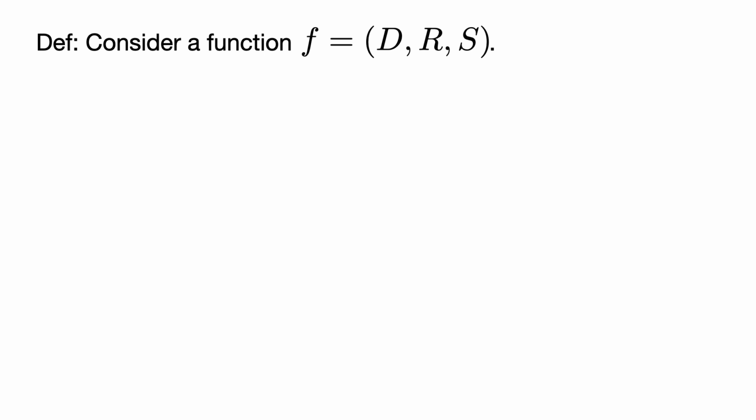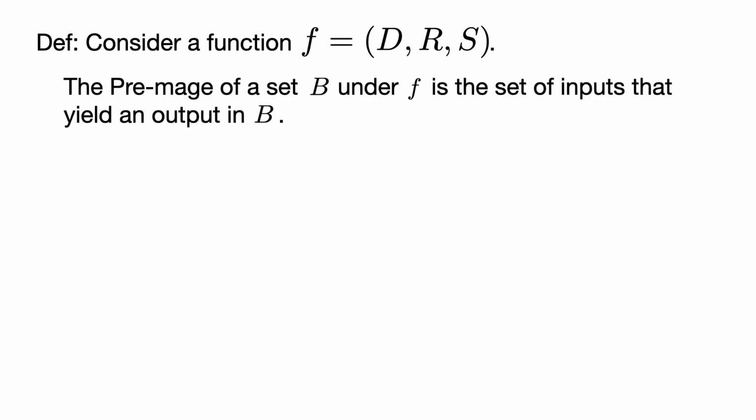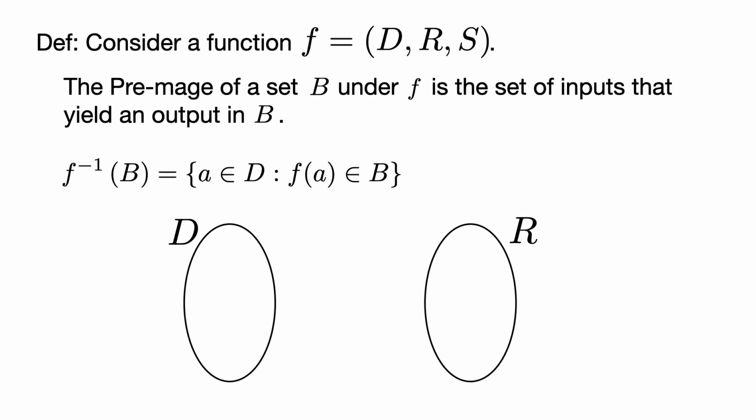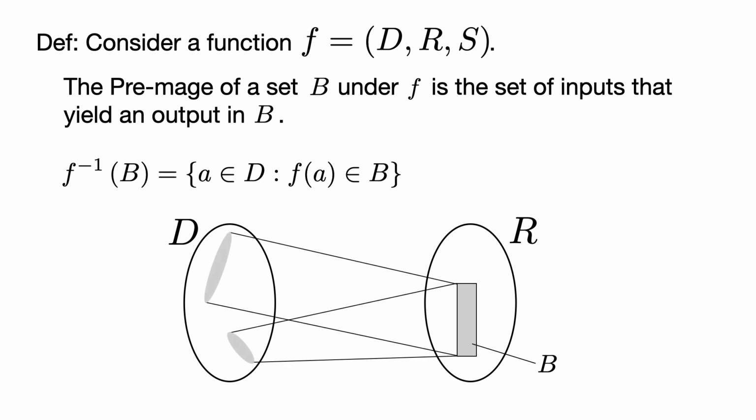Consider a function f like before. The preimage of a set B under f is the set of inputs that yield an output in B. It's denoted with this superscript -1. When you see f raised to the superscript -1 of a set B, that is the preimage, and it's defined rigorously as the set of all a in D such that f of a is an element of B. Like before, this is the domain on the left and the range on the right. Let's say this is the subset of the range that we're interested in. We want the preimage of B, and we see that these two ovals are the subset of the domain that map to that rectangle on the right. Then the union of those two ovals would be the preimage of B.